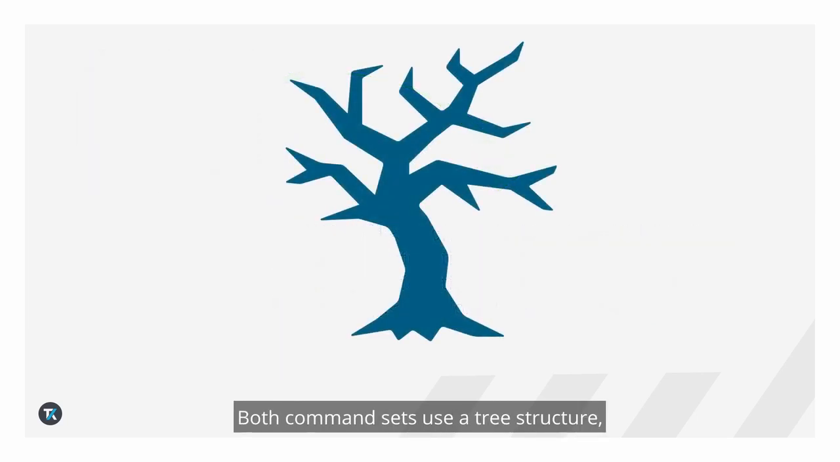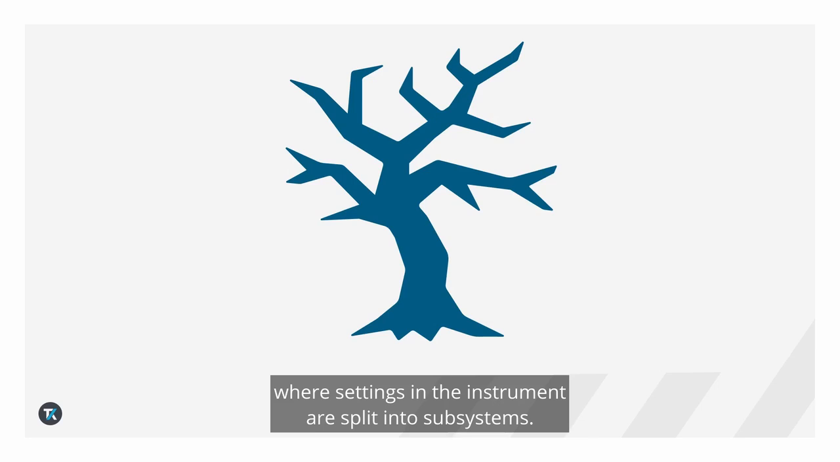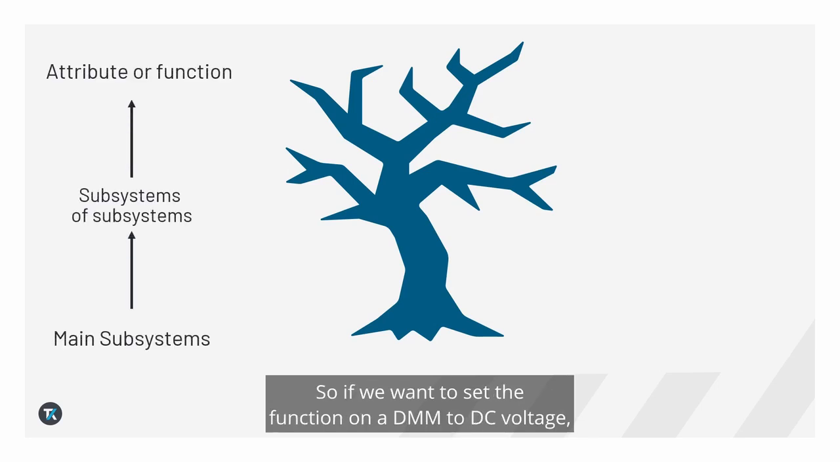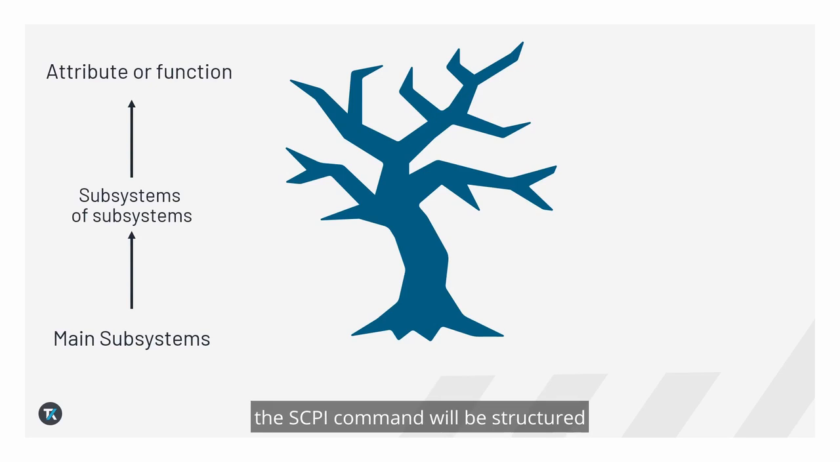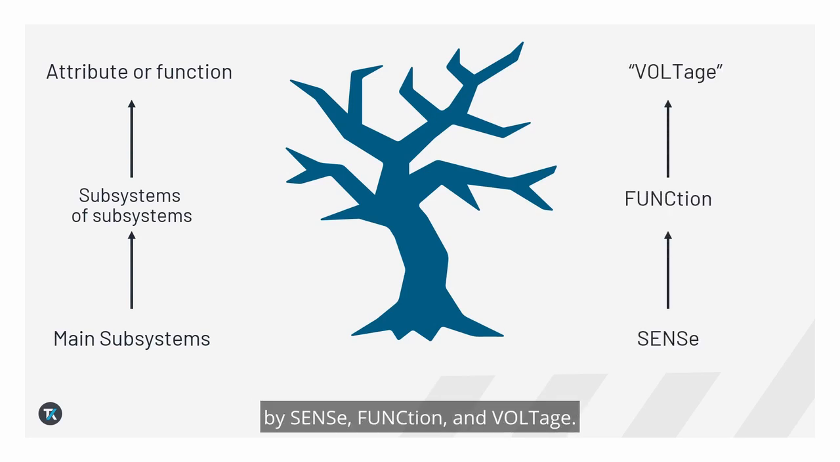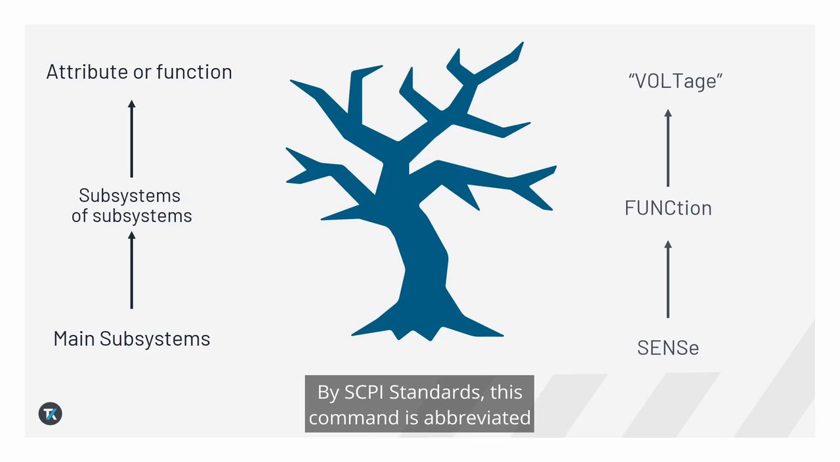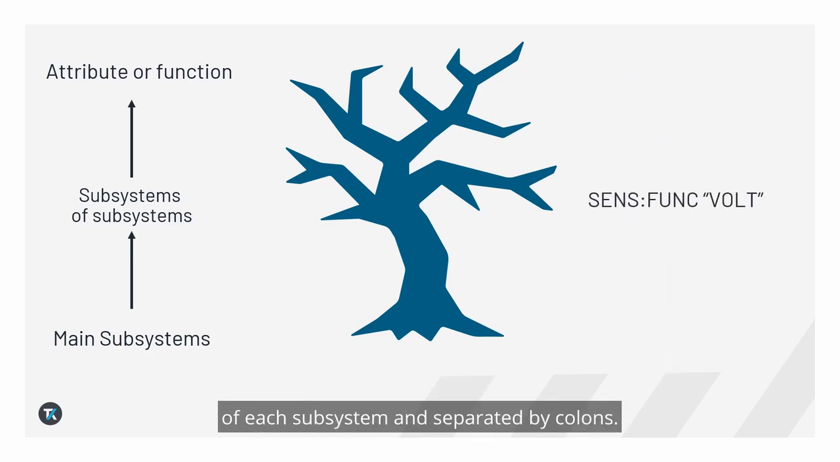Both command sets use a tree structure where settings of the instrument are split into subsystems. So if we want to set the function on a DMM to DC voltage, the SCPI command will be structured by sense, function, and voltage. By SCPI standards, this command is abbreviated to the first 4 characters of each subsystem and separated by colons.